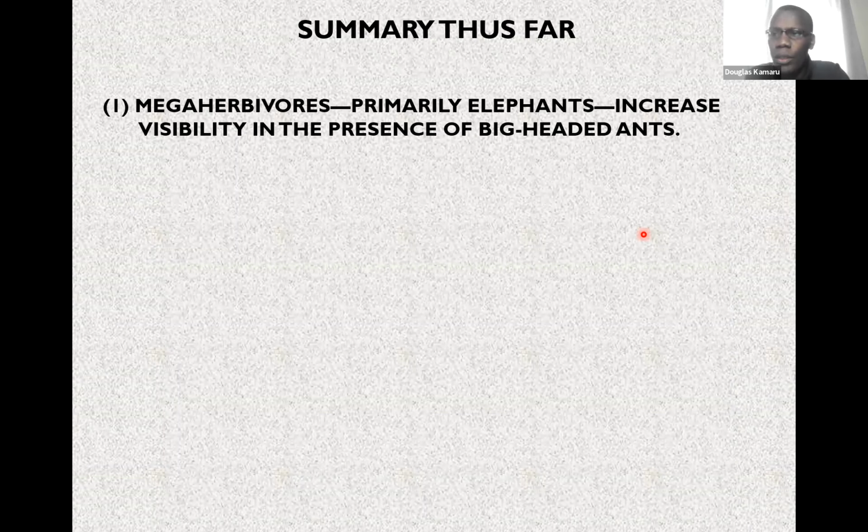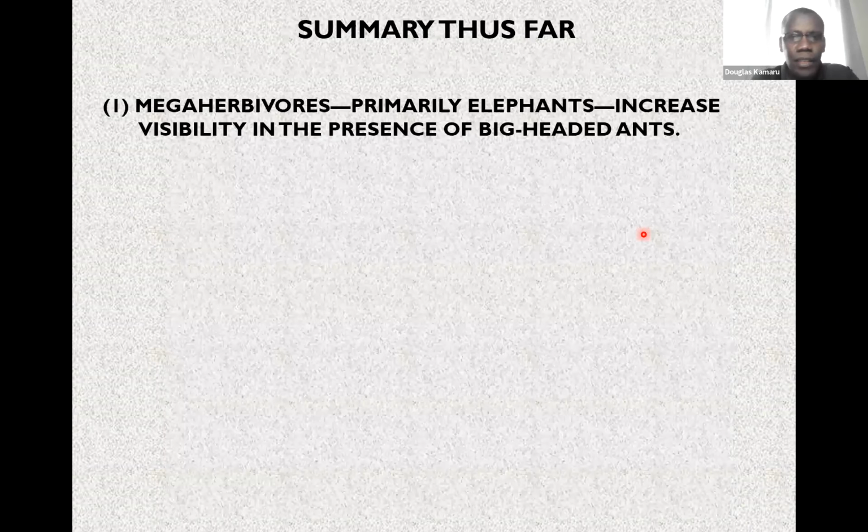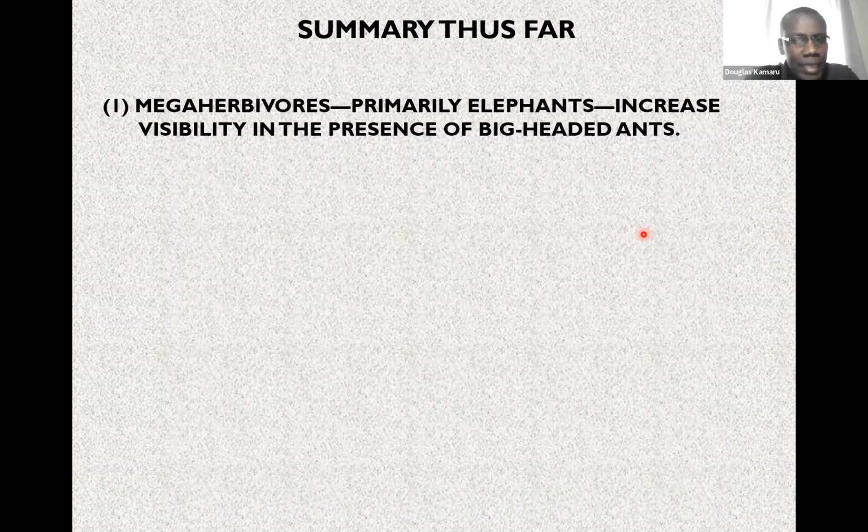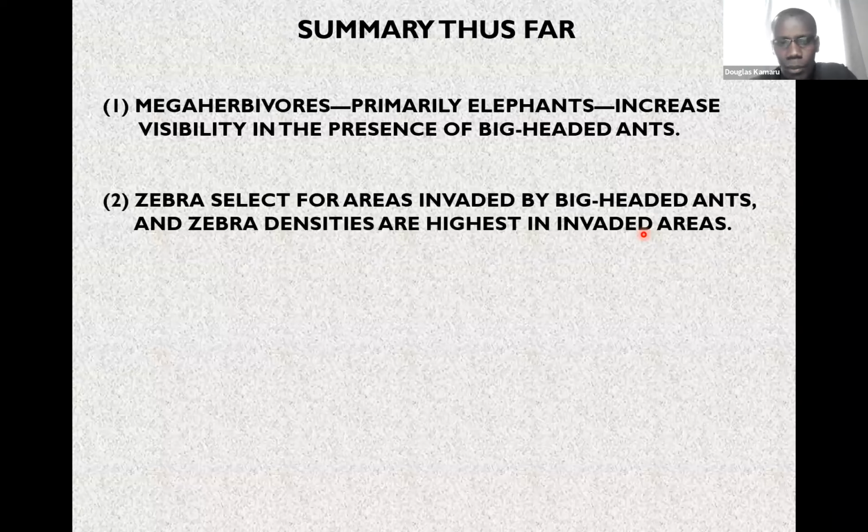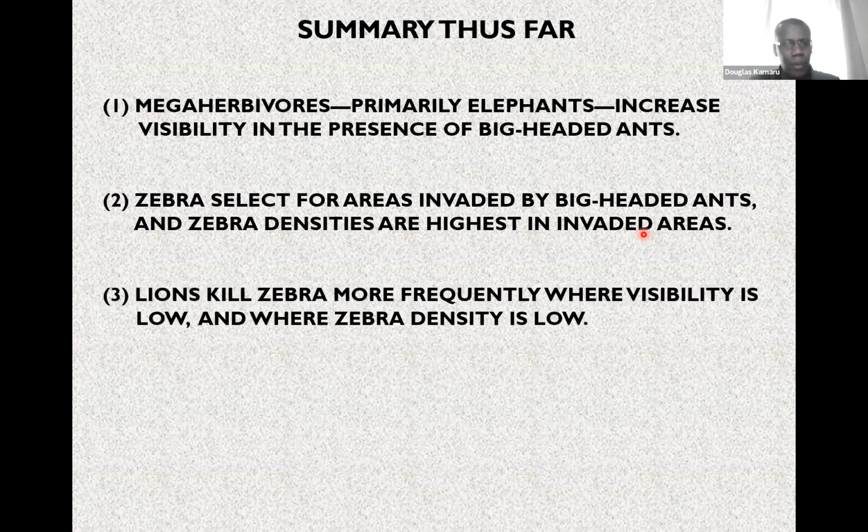Now, to summarize, I have shown you 3 results at this point. First, through an experiment, I've shown that big-headed ants increase visibility in the presence of mega herbivores, because elephants browse and kill those trees where native ant mutualists have been extirpated. Second, through drive transects, I've shown that zebras select for proximity to big-headed ants, and thus occur in higher densities in invaded areas. And finally, through telemetered lions, I've shown that zebras are killed less frequently in areas where visibility is high.